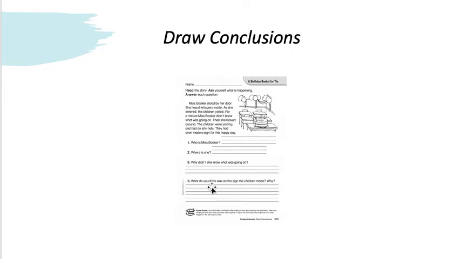Note that number 4 has 2 lines. They're expecting you to write 2 lines in that answer. It asks a question and it asks why. So I want you to make sure you're using that word because in your answer there. Okay?